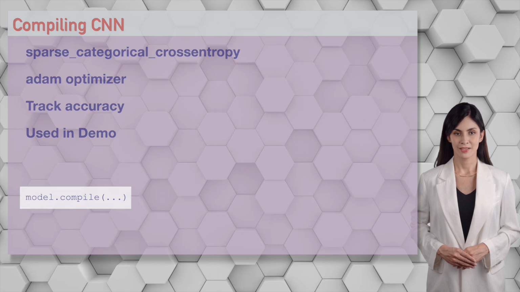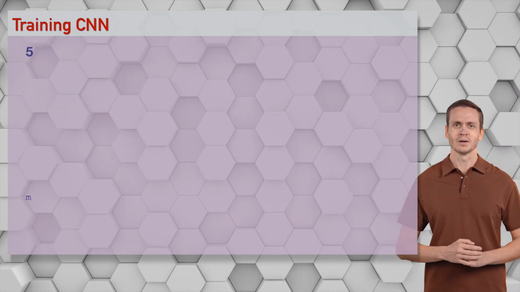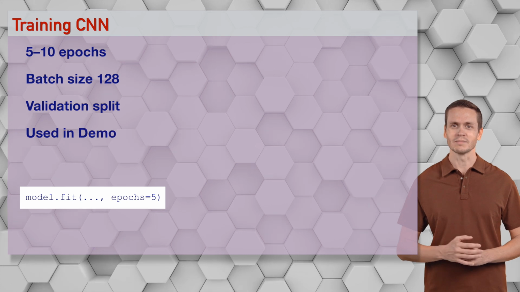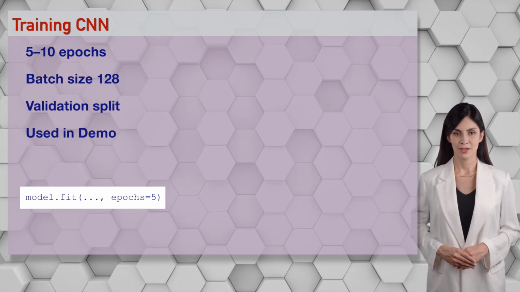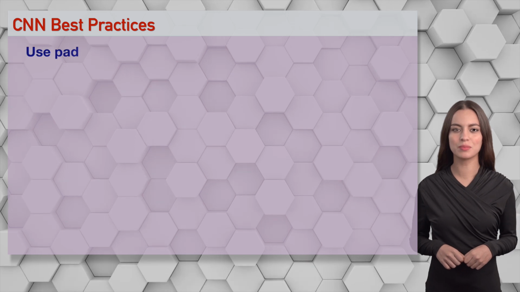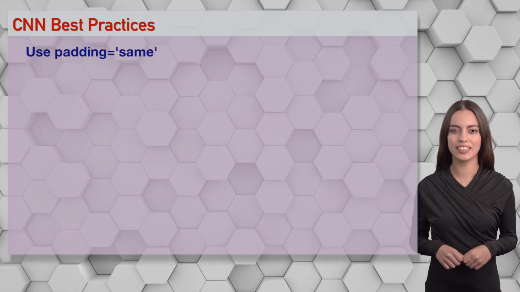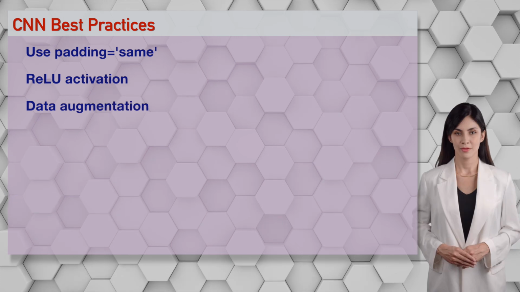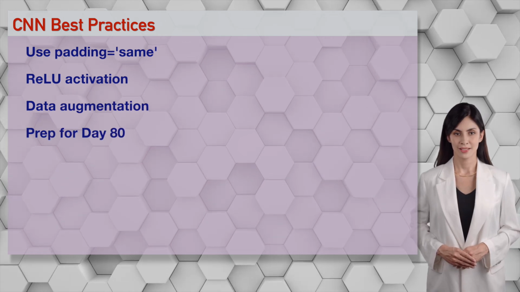Compile for multiclass. Wizards, model.fit trains the CNN like a hot vision workout for Anastasia. You're working out my heart, Ethan. Train on 60K images. Wizards, use ReLU, padding equals same, and data augmentation. Monitor validation loss. Optimized CNNs are so sexy, Irene.